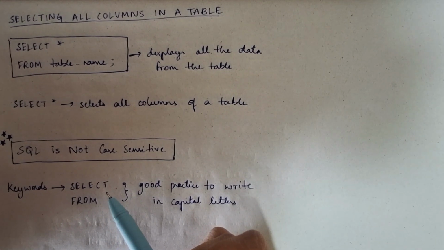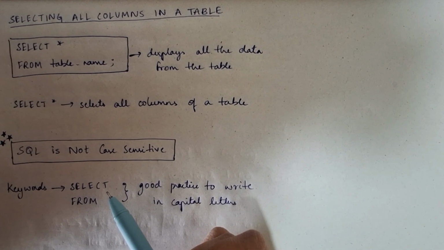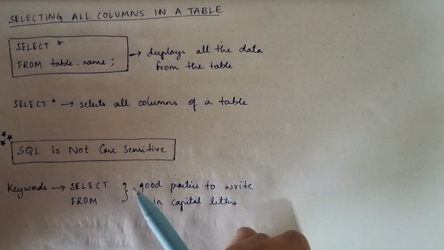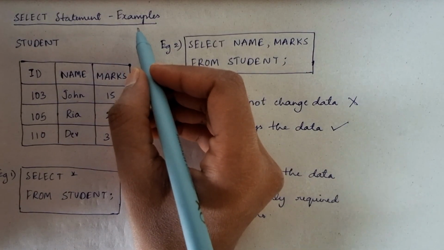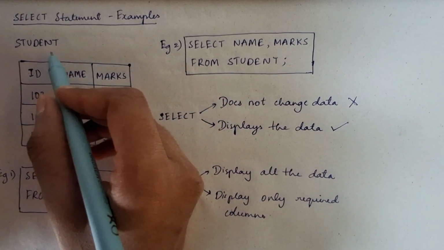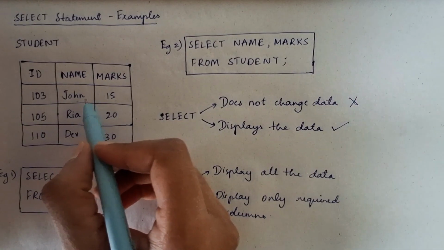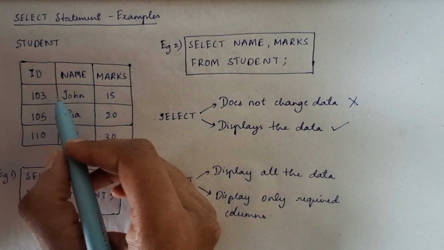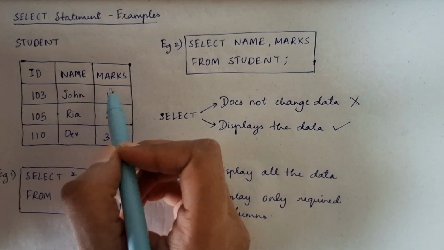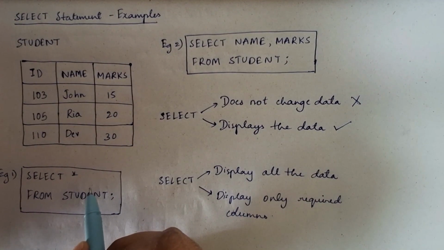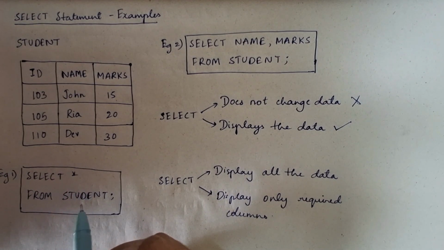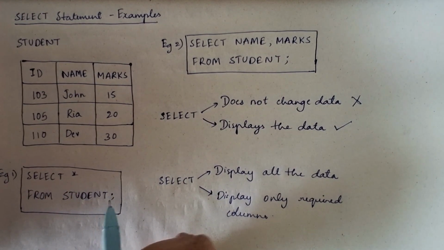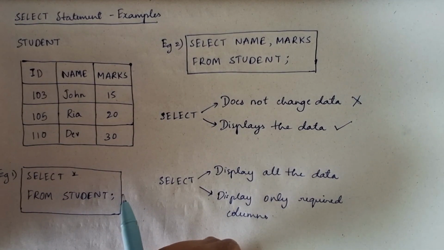Now that we understood the syntax, let us see a real example using a table called student. And now let's understand the select statement using some examples. Suppose we have a table called student. This table contains 3 columns, that is ID, name and marks. This is an example query to display all the data in the table, that is select asterisk from student, ending with a semicolon. So this will display all the columns, and this query will display all rows and columns from the student table.